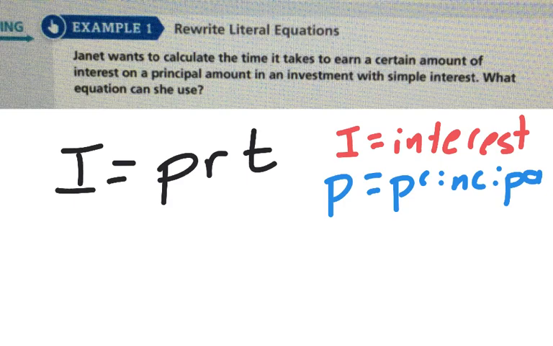So if you were going to buy a $200,000 house and you didn't have any of that money, then you would be borrowing $200,000. That would be the principal amount.